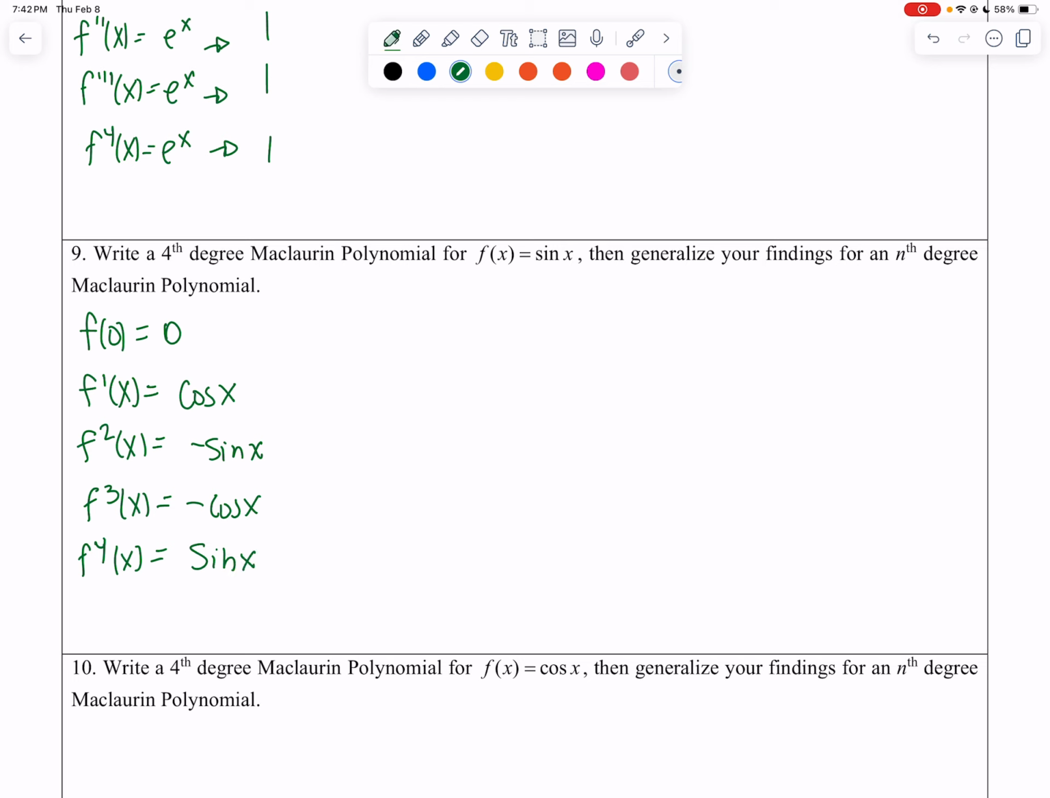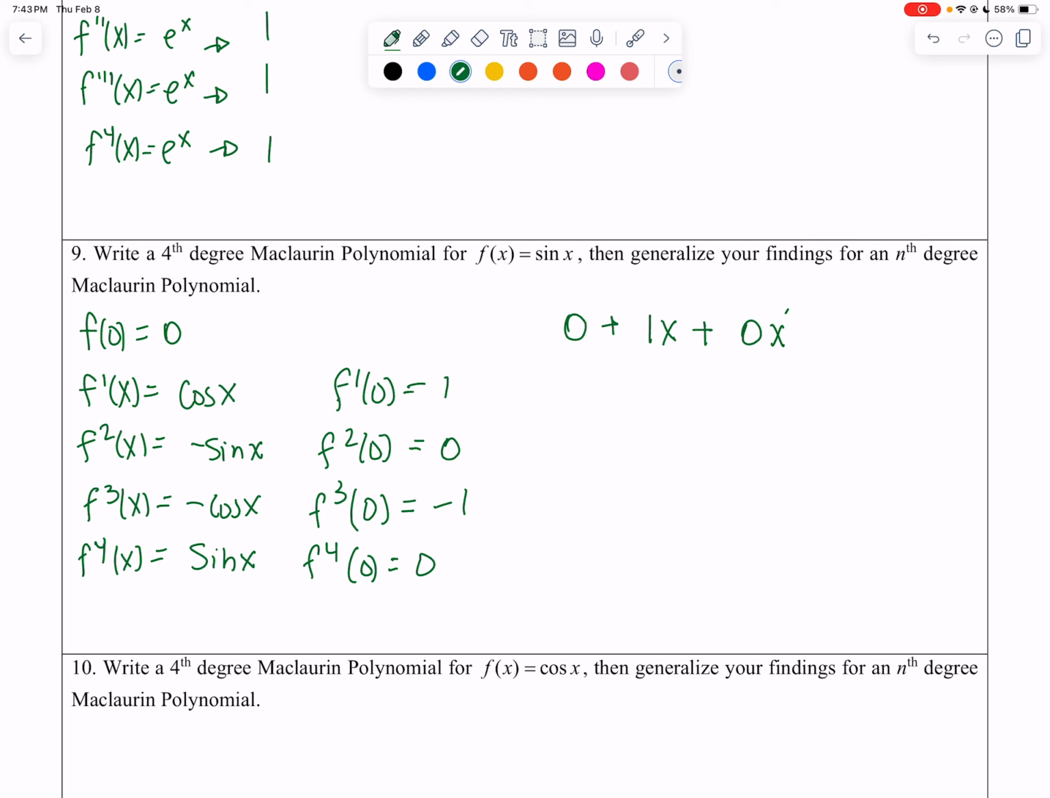All right, if I'm going to plug in 0, f prime of 0 is going to be 1. F double prime of 0 is going to be 0. The third derivative at 0 is going to be negative 1. And the fourth derivative at 0 is going to be 0. So now I have 0 plus 1x plus 0x squared over 2 factorial. I'm writing that just for simplicity.